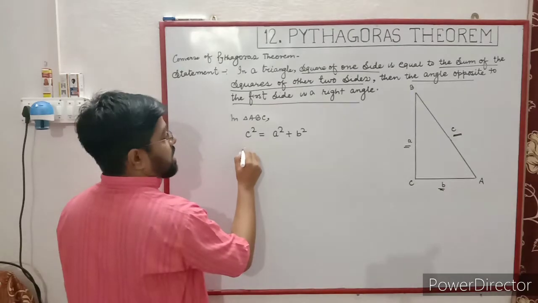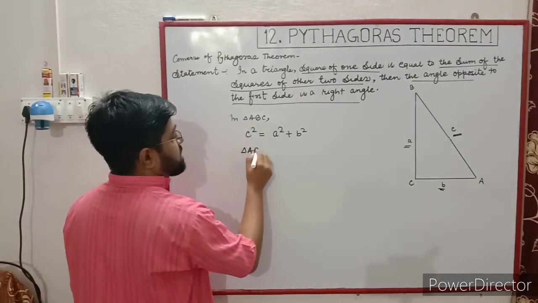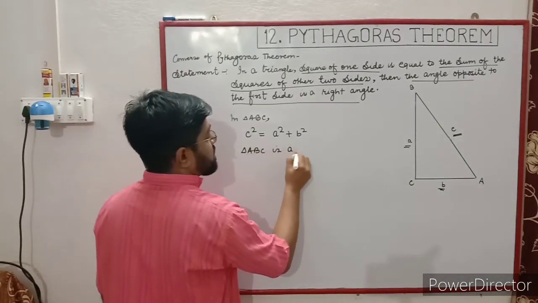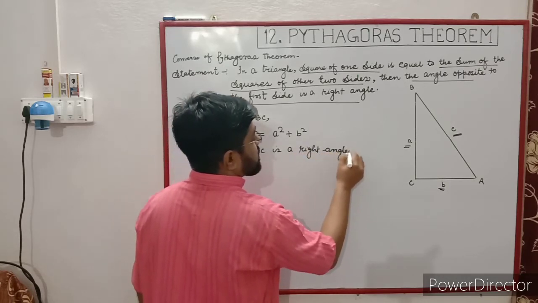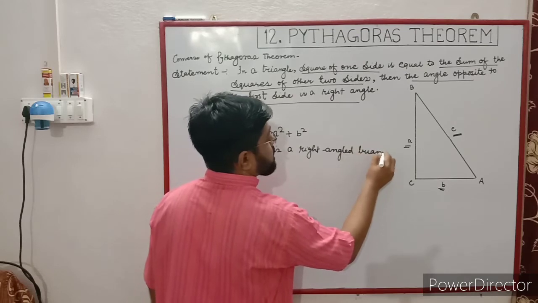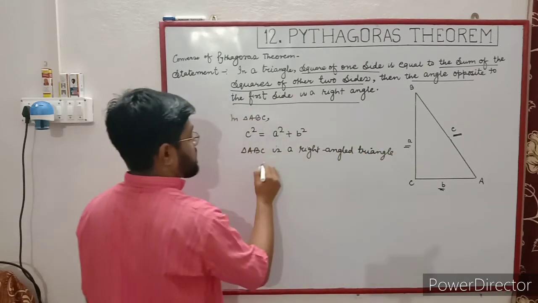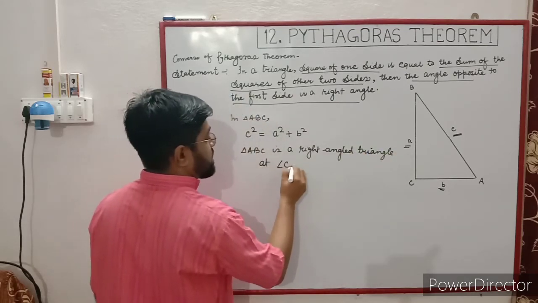Then the angle opposite to the first side is a right angle. Then triangle ABC is a right angle triangle at angle C.